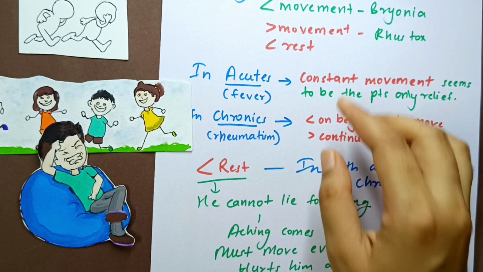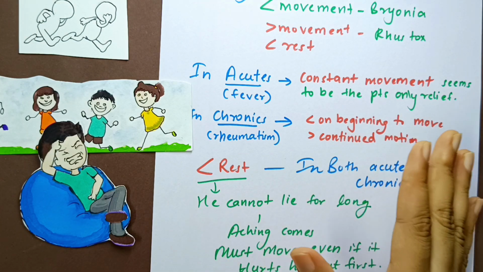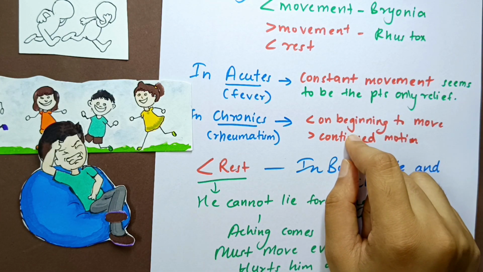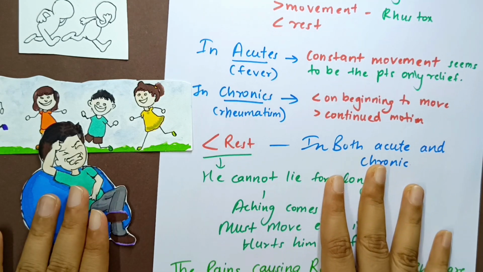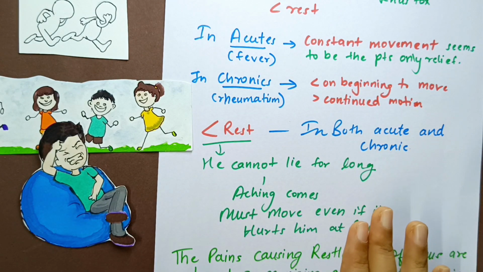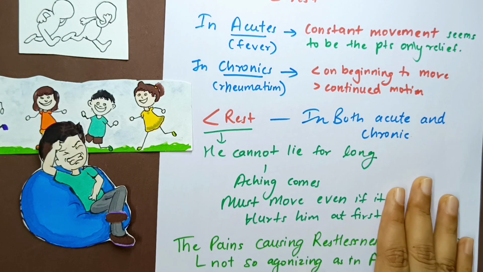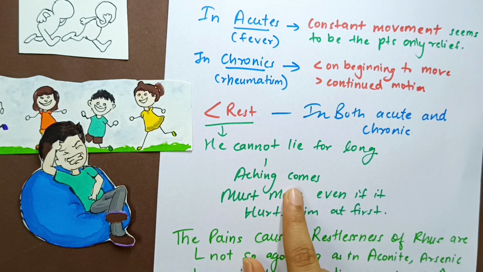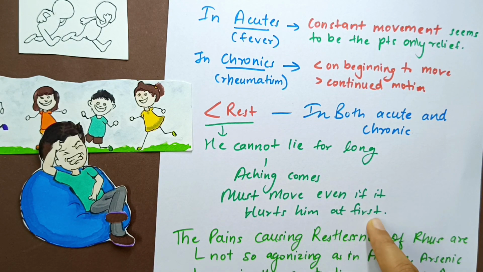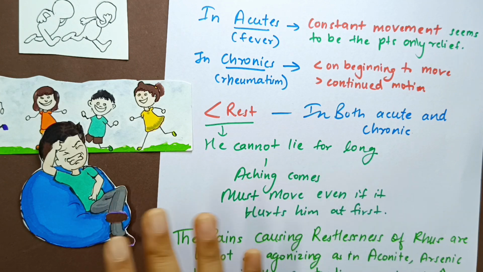These two things are very, very characteristic of Rhus tox, these modalities. And there is aggravation in rest, though both chronic and acute; there will be aggravation from rest only. He cannot lie for long, aching comes, he must move even if it hurts him at first. So he has done this one time.